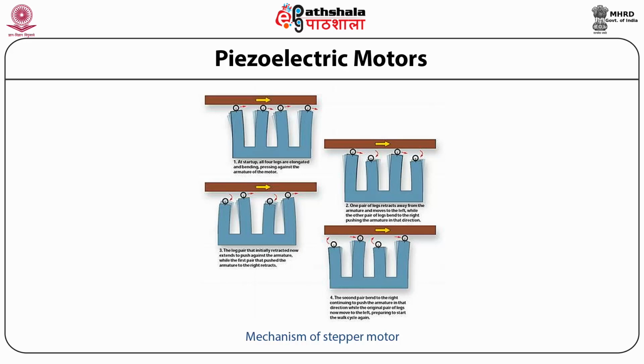The next is the leg pair that initially retracted now extends to push against the armature, while the first pair that pushed the armature to the right retracts. Now finally, the second pair bends to the right, continuing to push the armature in that direction while the original pair of legs now move to the left, preparing to start the walk cycle again.